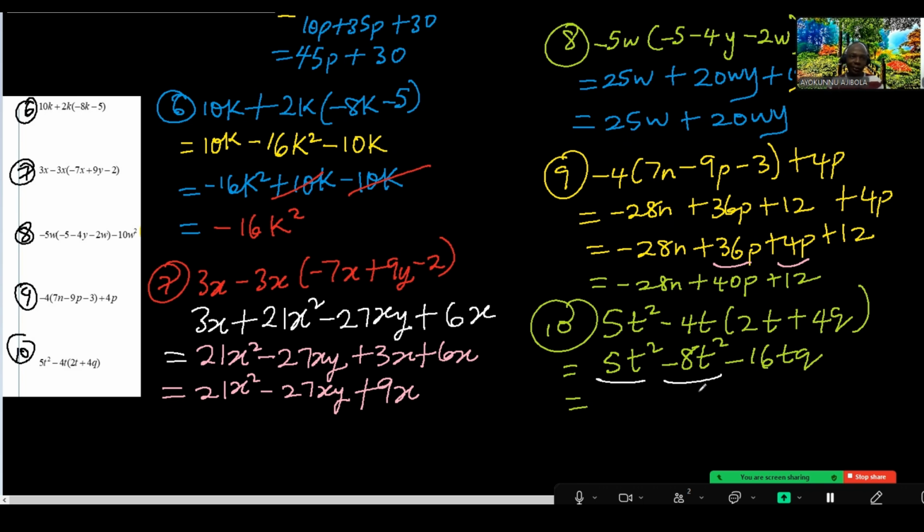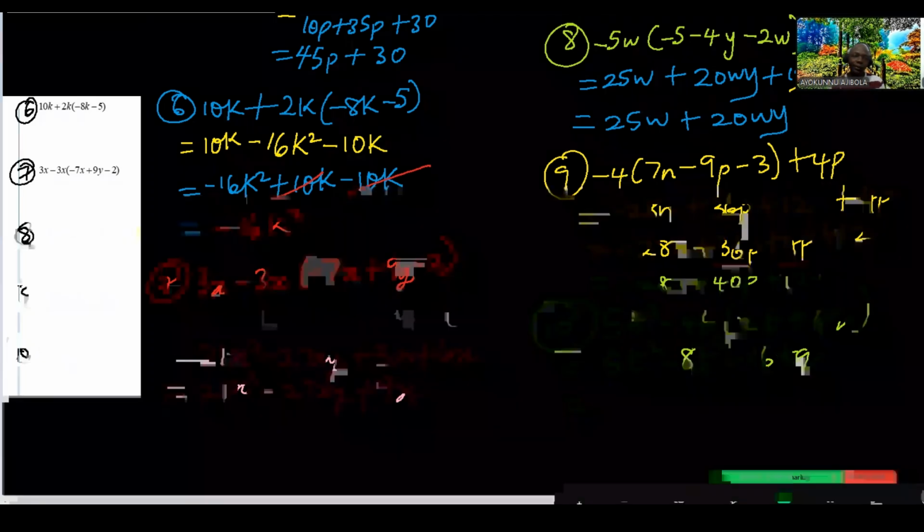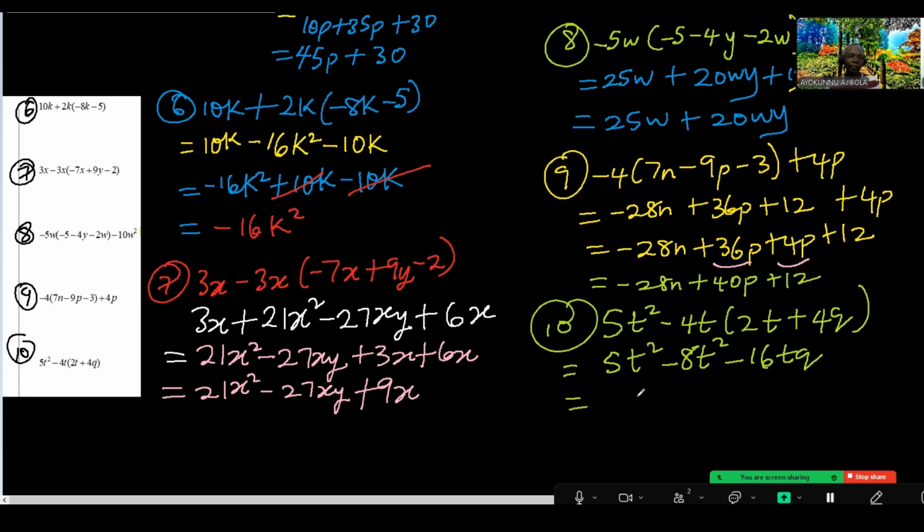5 minus 8 is what? We can't. It's going to give you a negative result. So tell me what you get. 5 minus 8 is what? Is that the answer? Not 3. 5 minus 8 is what? That's what I just said. It's not 3. It's negative 3.